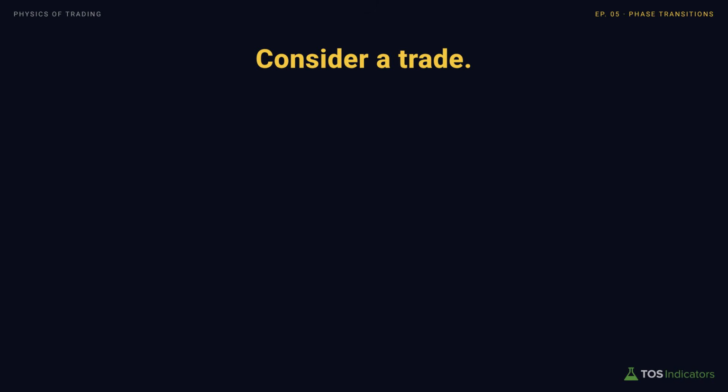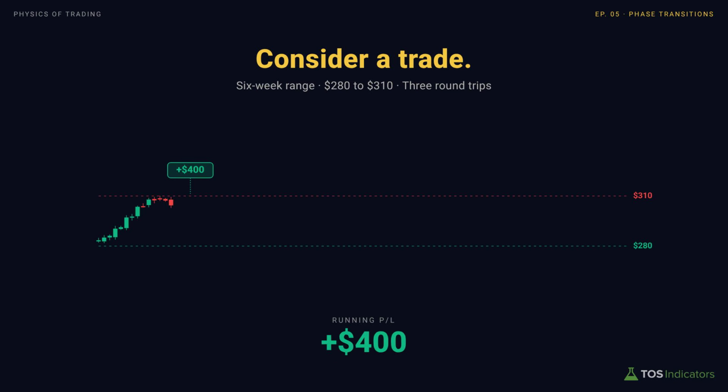Consider a trade. A stock has been moving inside a tight band for 6 weeks. Maybe $280 on the low end, $310 on the high end, so about a $30 range. Every time price reaches the top, sellers step in. Every time it reaches the bottom, buyers step in.